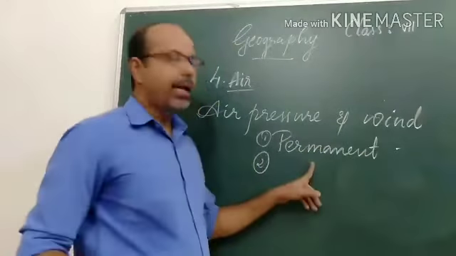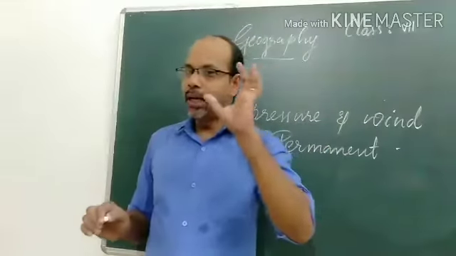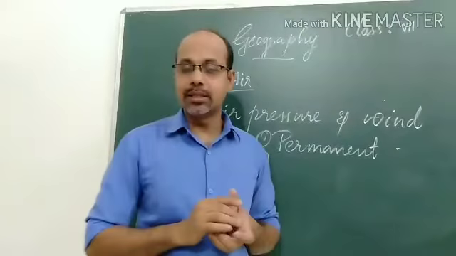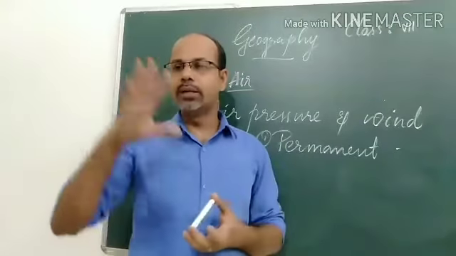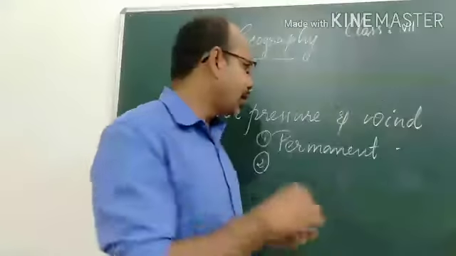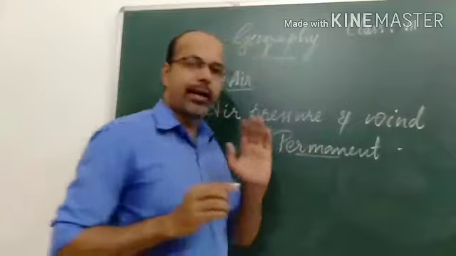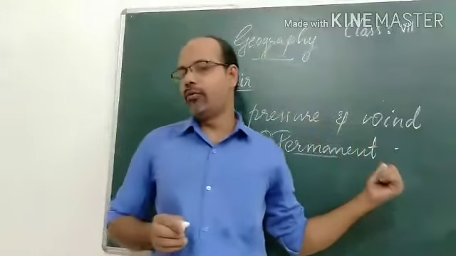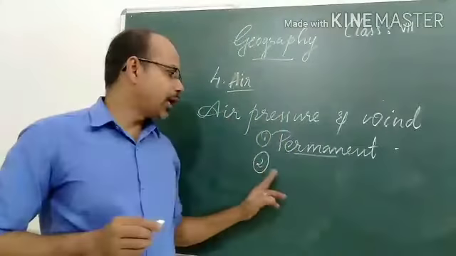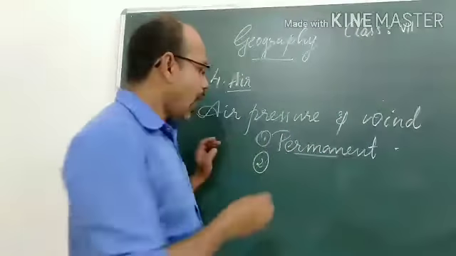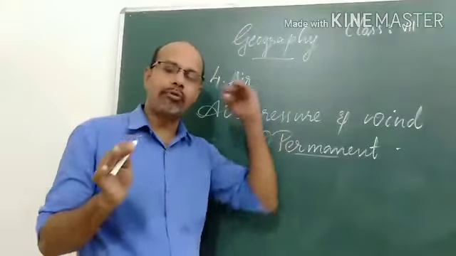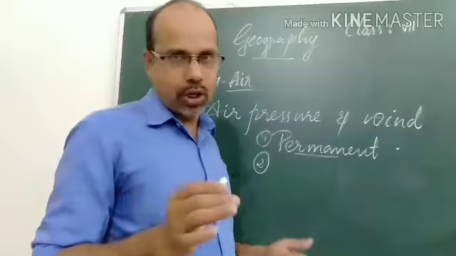From the name itself, from the term permanent winds, we know that it is fixed. The trade winds, westerlies and easterlies are examples of permanent winds. These winds blow constantly throughout the year in a particular direction. Permanent means these winds continuously blow in a particular direction all through the year. These types of winds blow in the same direction all through the year.